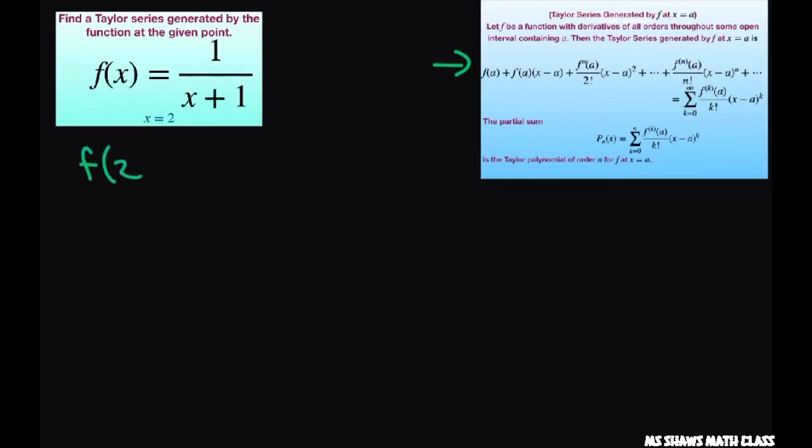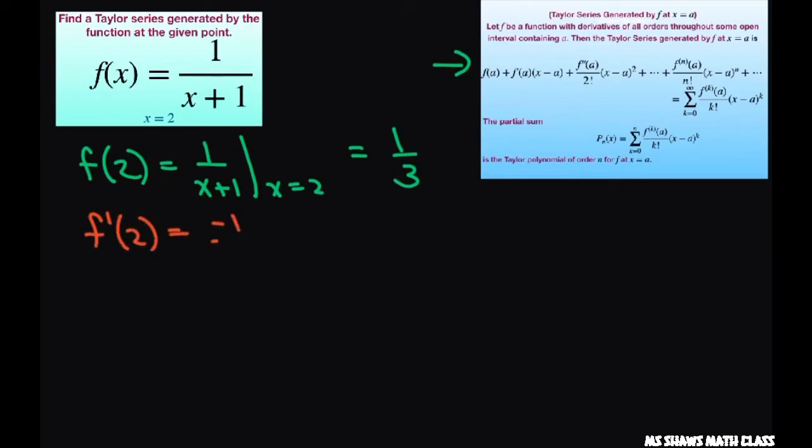We have f of 2, and that's going to be 1 divided by x plus 1. Evaluating that at x equals 2, that equals 1/3. All right, let's take the first derivative. At 2, it's going to be negative 1 divided by x plus 1 squared. And that's going to be evaluated at x equals 2, which equals negative 1/9.